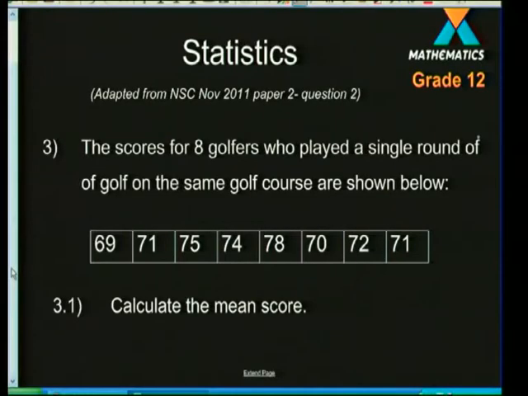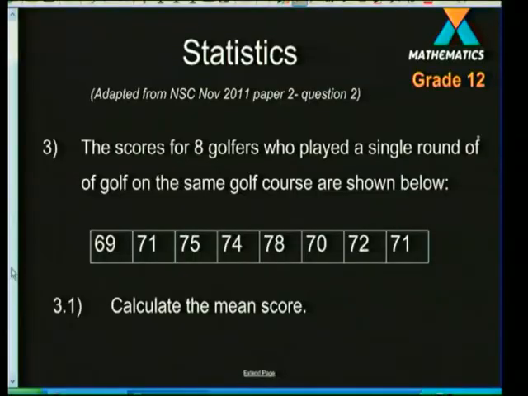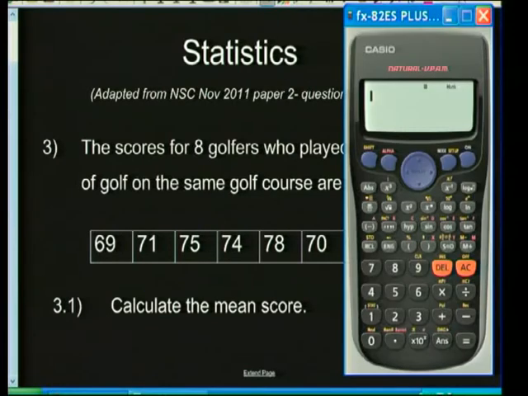All right, let's quickly have a look at working with standard deviation. This can actually be done on your calculator, guys, and that makes your working out a lot quicker. All right, let's quickly look at our example. The scores for 8 golfers who played a single round of golf on the same golf course are shown as follows, and we've got 69, 71, all the way through. And they've said to us, calculate the mean score.